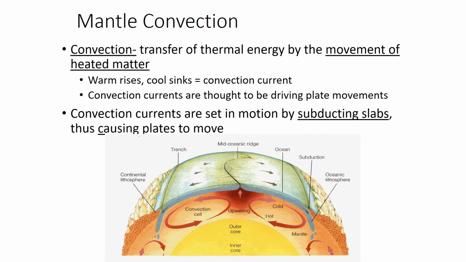So what does convection mean? Convection is really the transfer of thermal energy by movement of heated matter. You could think about convection ovens. They work by moving heated air with a fan. We also know that warm air rises, or warm things rise, and cool sinks. This creates a current, and we believe that these currents are driving that plate movement. And these are set in motion by subducting slabs that cause the plates to move.